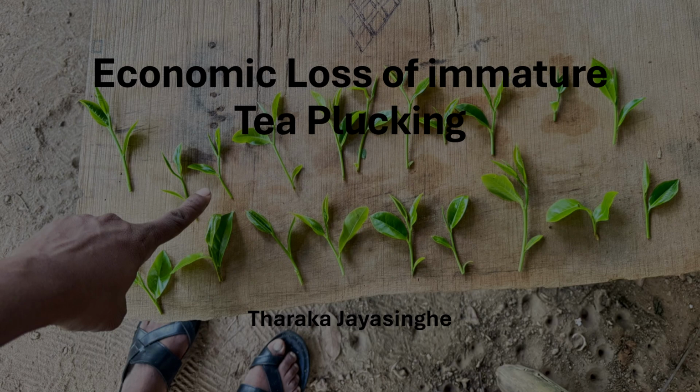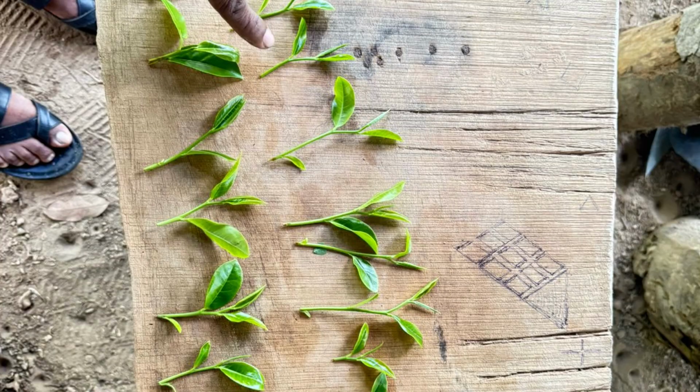Today I'm going to discuss how much economic loss the estate owner suffers due to the wrong plucking standard, for a 1 acre calculation. Actually, if you look at the leaves in this picture, you can see all the leaves are mature leaves. They have not come to the standard level.